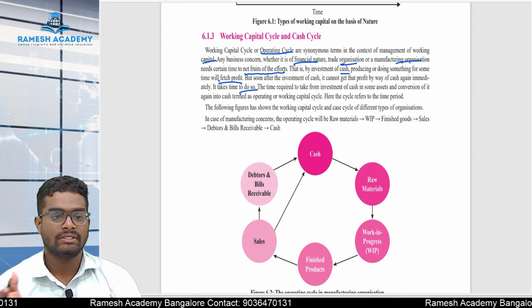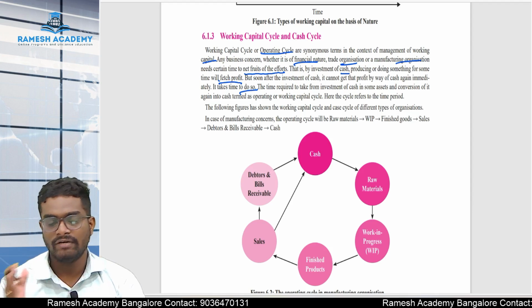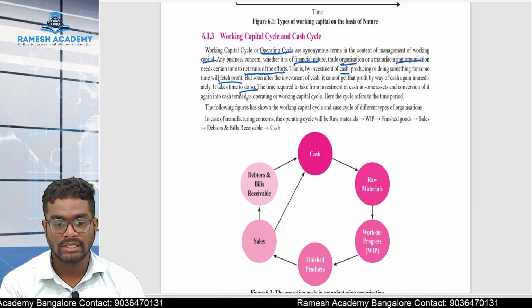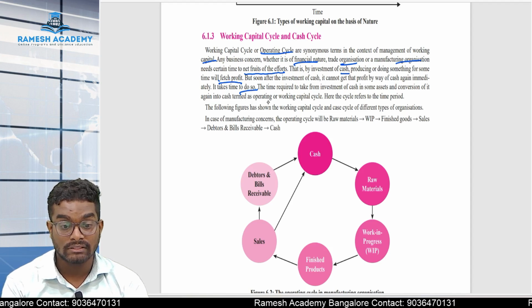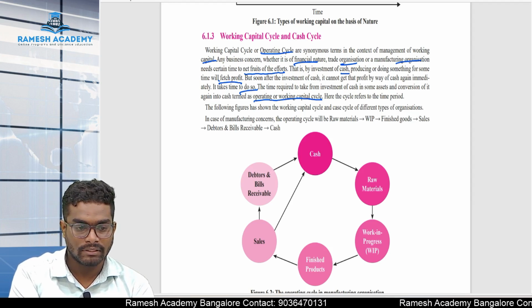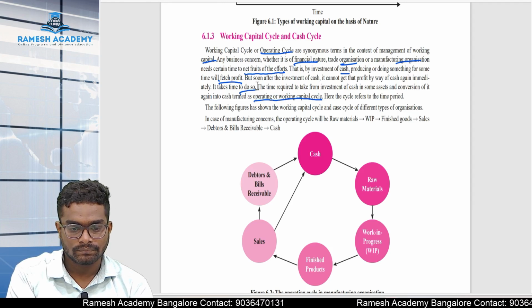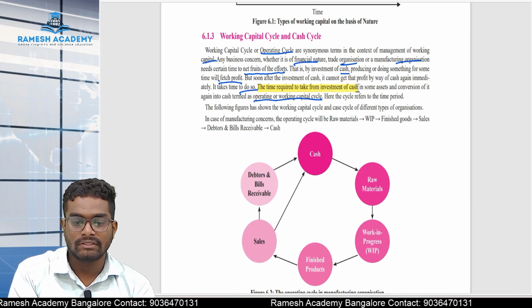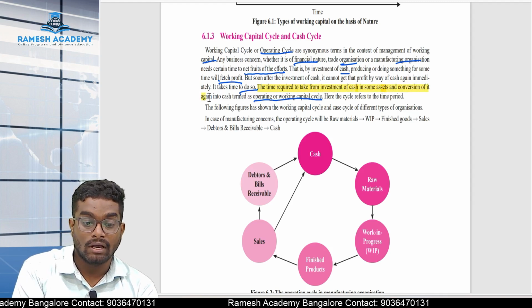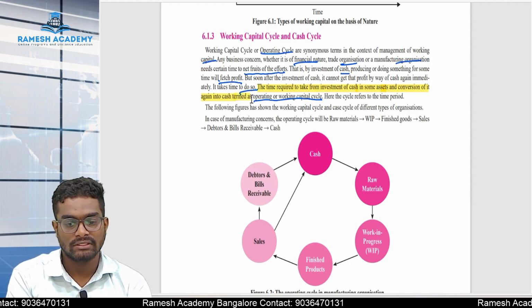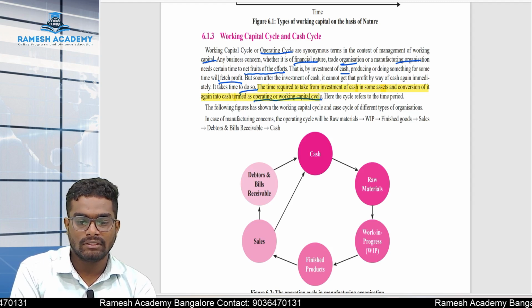So if you invest something in the business, you will not get the return immediately. You have to wait for a certain period of time. The time required from investment of cash in some assets and conversion of it again into cash is termed the working capital or operating cycle. So what is the working capital cycle here? The time required, which I highlighted in a different color, to take from investment of cash in some assets and the conversion of it again into cash. So investment of cash in the form of assets and taking it back in the form of cash is termed the operating or working capital cycle.